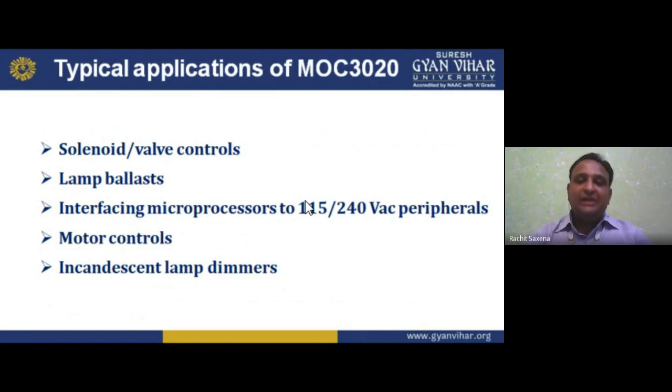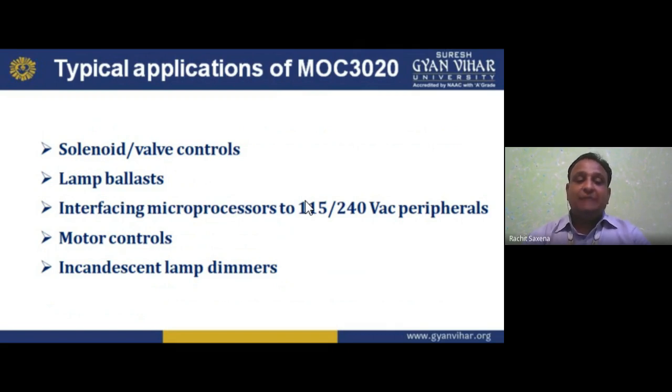The typical applications of MOC 3020 are solenoid and valve controls. If I want to control these, we can use this MOC 3020. Lamp ballast, meaning lamp blowing, we can use it. Interfacing microprocessors to 115 or 240 volt peripherals, we use this MOC. Motor controls, we can also use this.